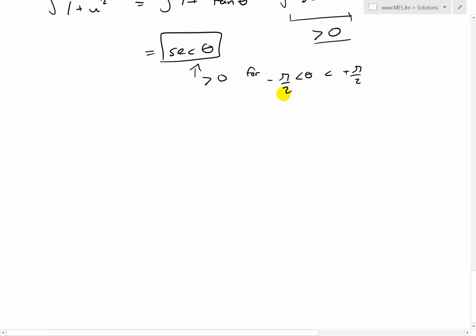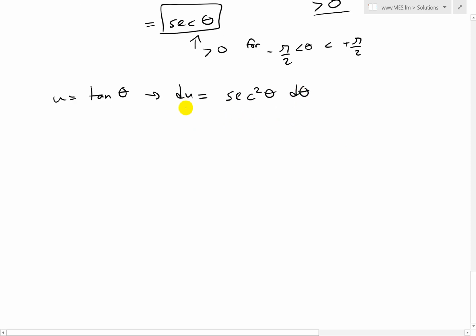So we have that. And now what we have to solve is the other parts of the substitution, where you have du. So u equals tan theta. Du is, just recall, the derivative of tangent, which is secant squared theta. So it equals secant squared theta, and then the d theta is always added for this differential notation. So we have this like that.